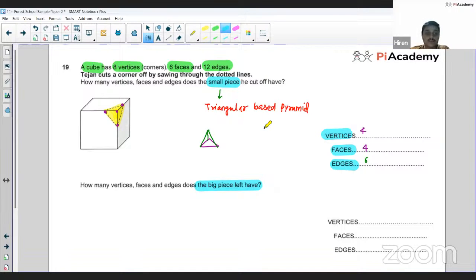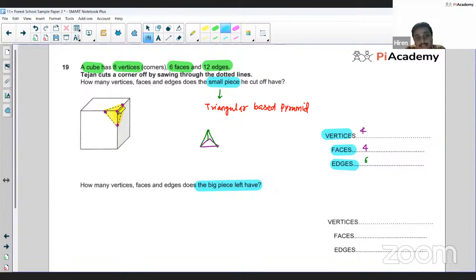Okay, so let's solve this question. Initially they told you how many vertices it has: 8 vertices, right? So you are cutting one corner. It means that vertex will get removed, right? Because you are cutting it already, right?